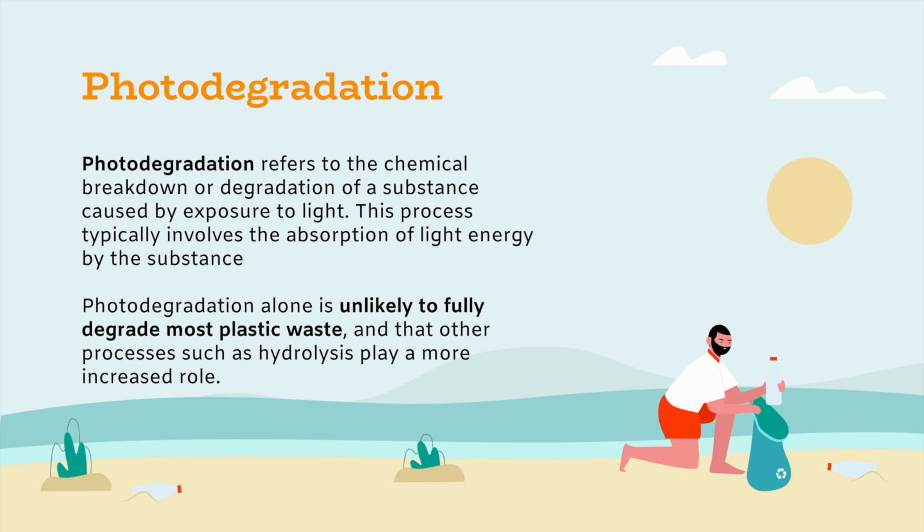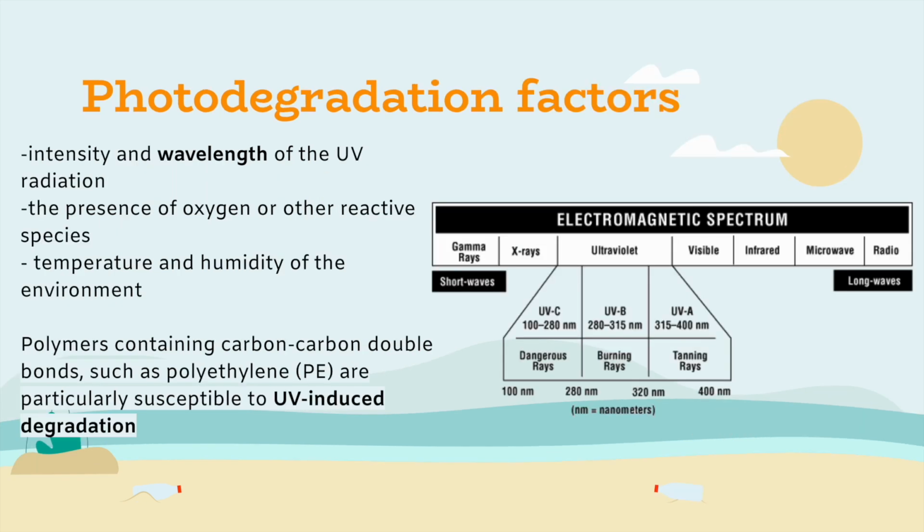So, what is photodegradation? It refers to the chemical breakdown or degradation of a substance caused by exposure to light. This process typically involves the absorption of light energy by the substance. It alone is unlikely to fully degrade most plastic waste. Other processes such as hydrolysis play a more increased role. The exact mechanisms of photodegradation depend on the type of plastic polymer, as different polymers have different chemical structures and are therefore more or less susceptible to UV degradation.